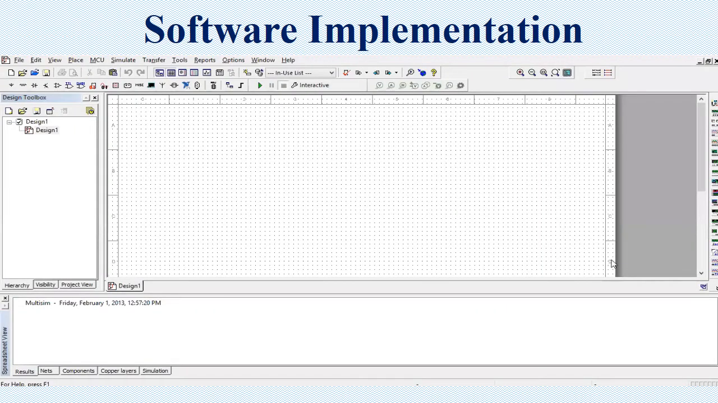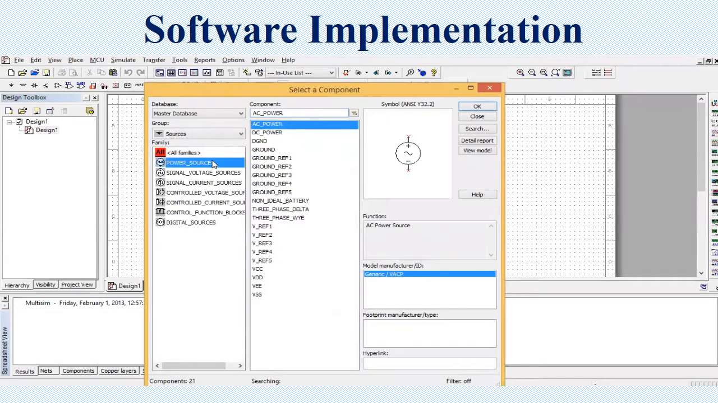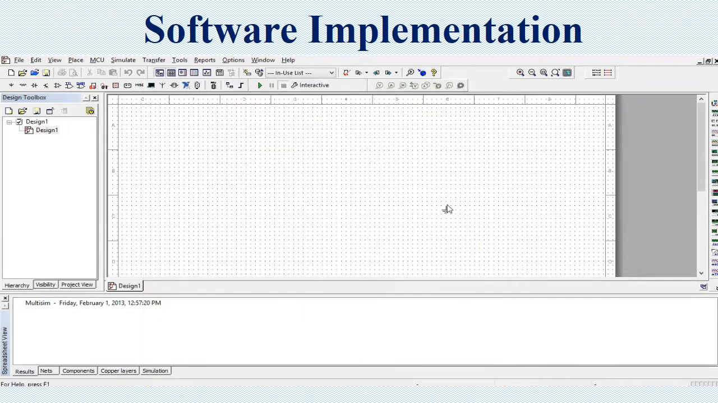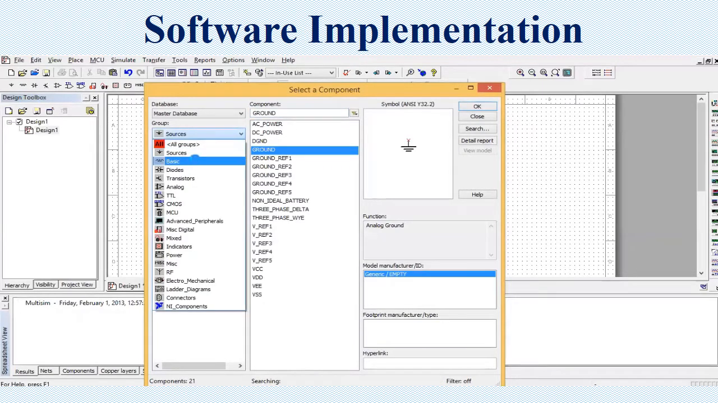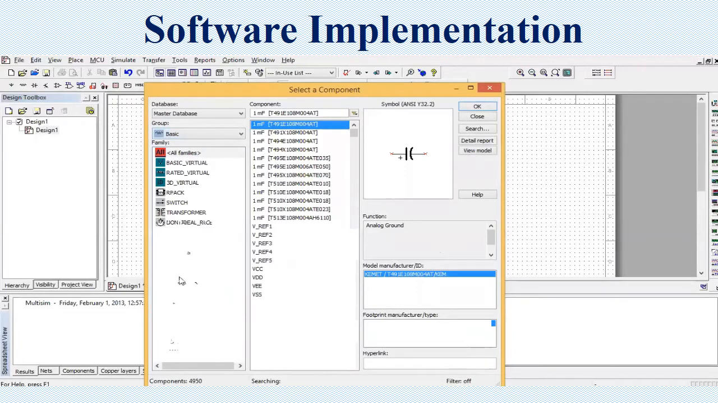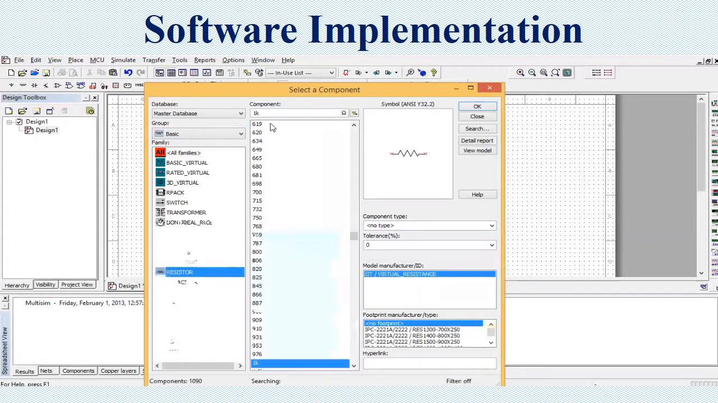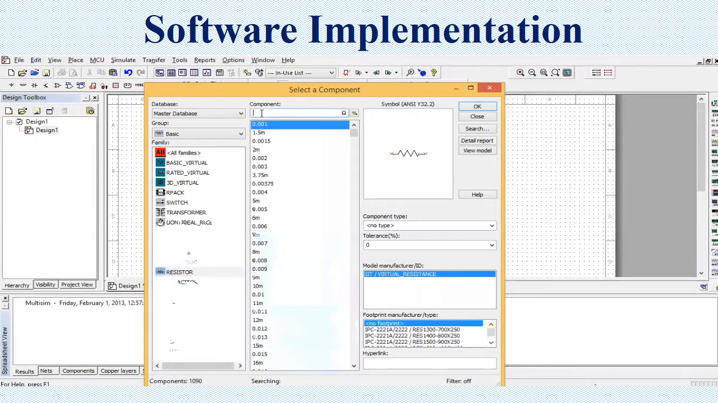To simulate the parallel resonant RLC circuit, we have to move towards the NI Multisim software. In NI Multisim, firstly we will place all the components. So moving towards this section, and again moving towards power sources, pick the ground block. After this I will pick the resistor of 100 ohms. For this I will move towards the basic section, then resistor, and pick the resistor of 100 ohms.